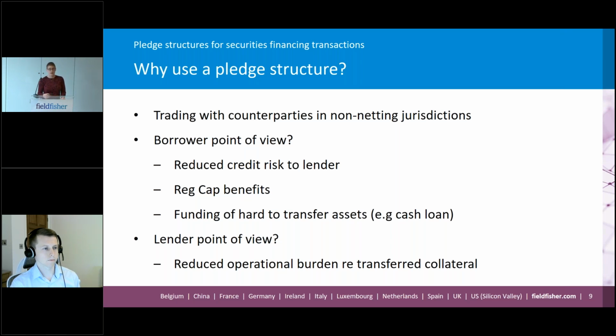And then obviously, if you're a banking institution that's subject to regulatory capital requirements, then there are subsequent reg cap benefits to be had in the pledge structure. And Steve will go on to a little bit more detail about how that works shortly.